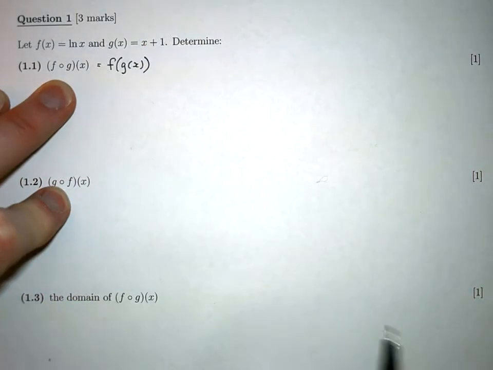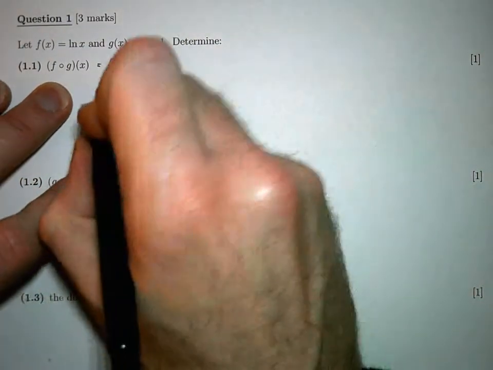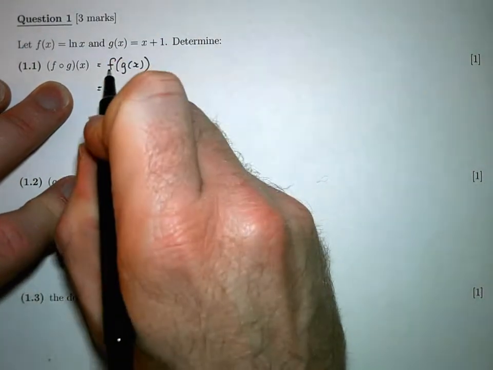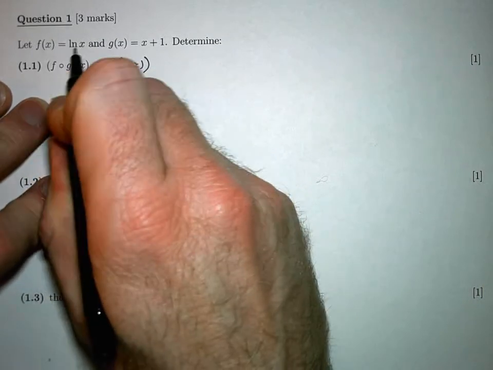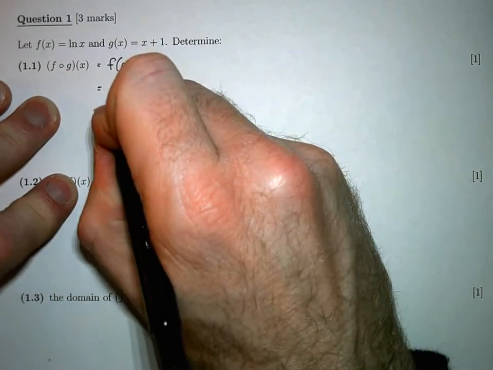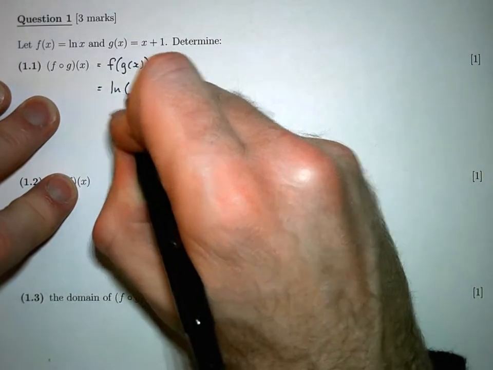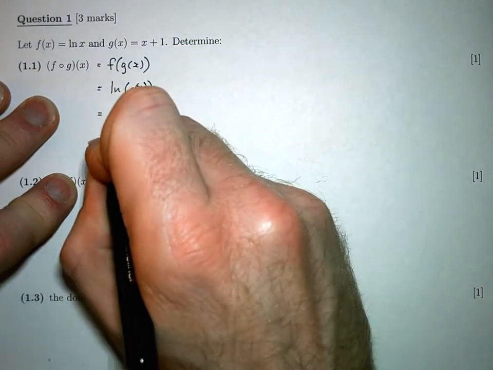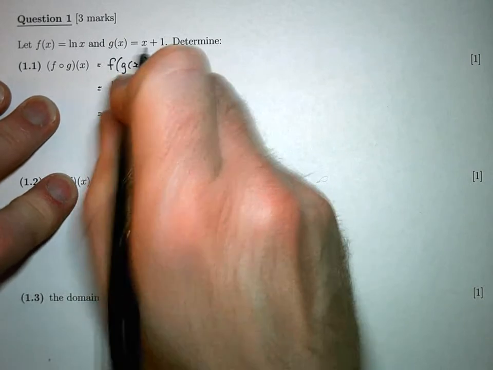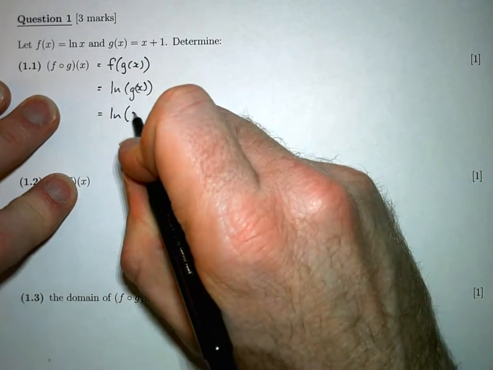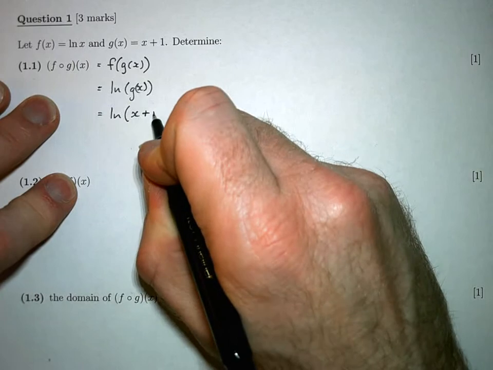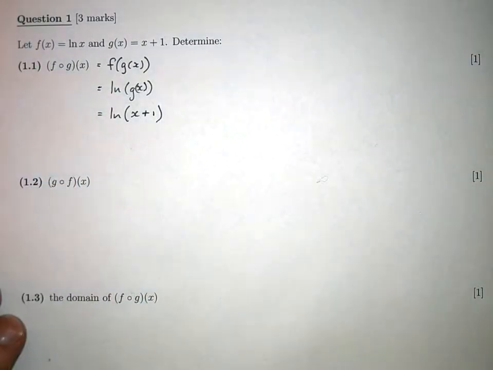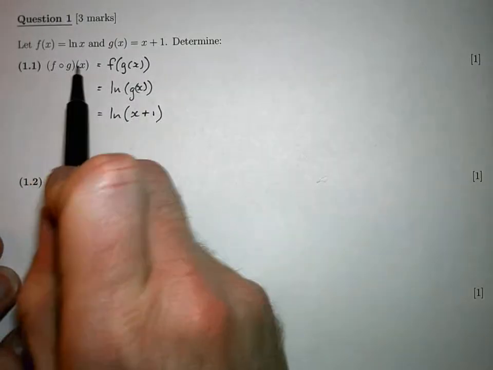And if you got to this point over here, then it's pretty easy from here on out, because f of x is equal to log of x, so f of g of x is simply the log of g of x, and of course then we replace g of x with x plus 1, so the final answer is the natural logarithm of x plus 1. Easy 1 mark. That's f of g of x.